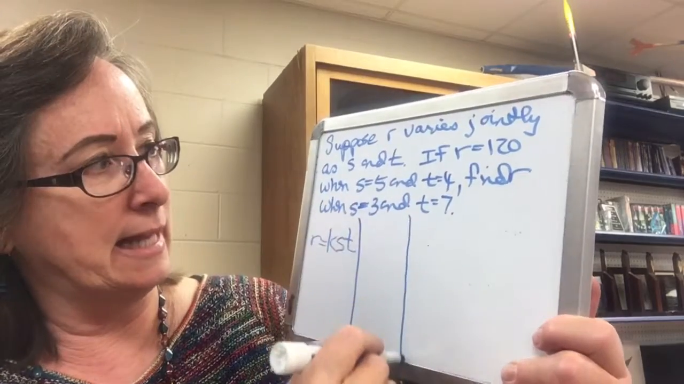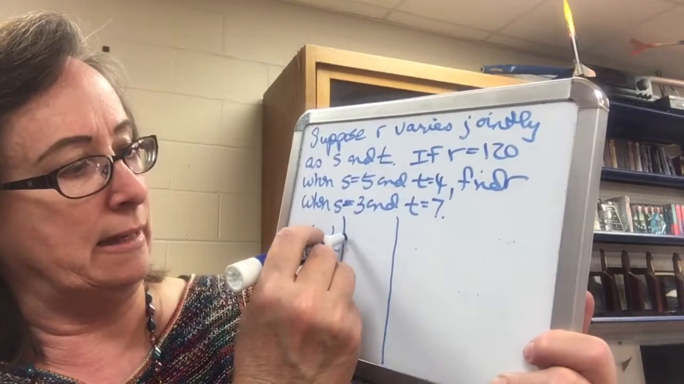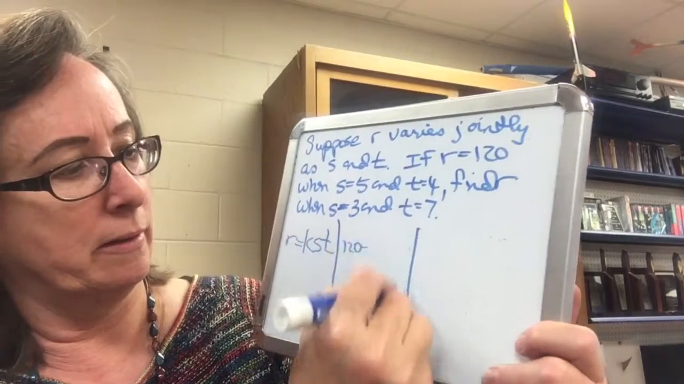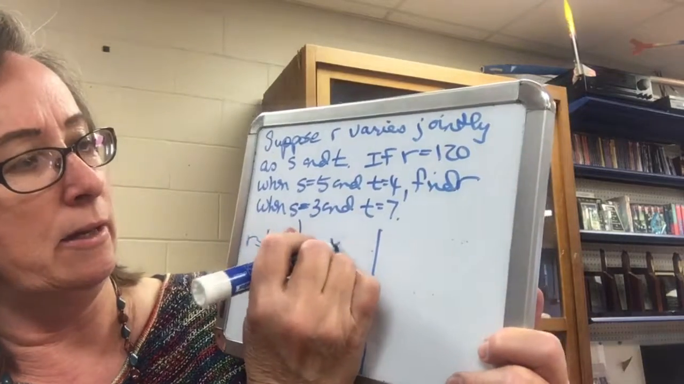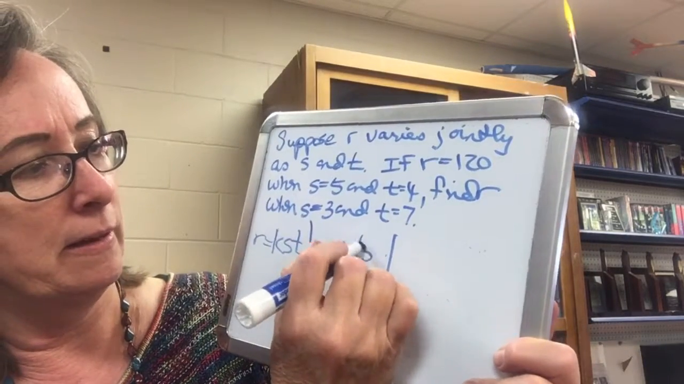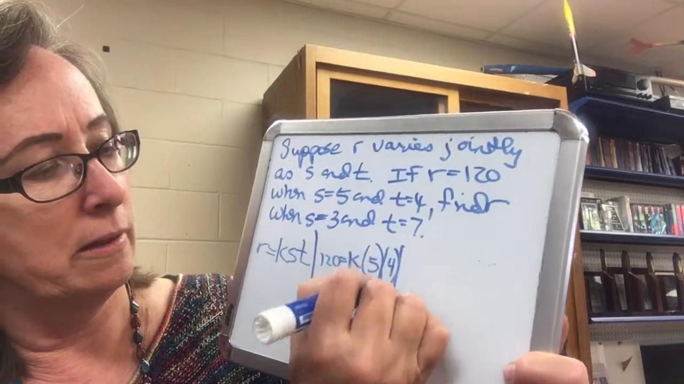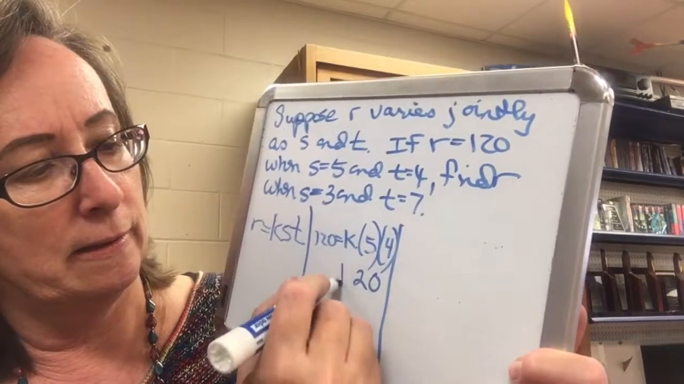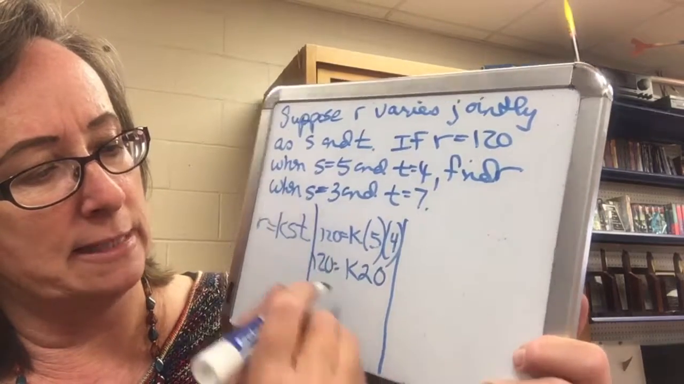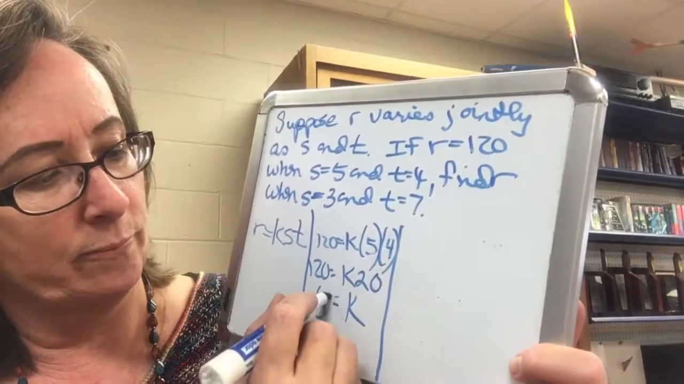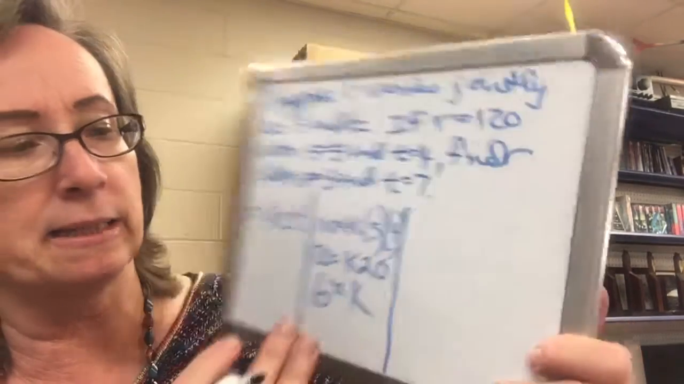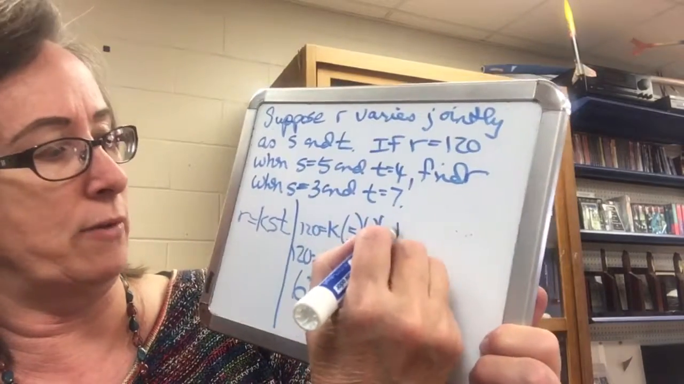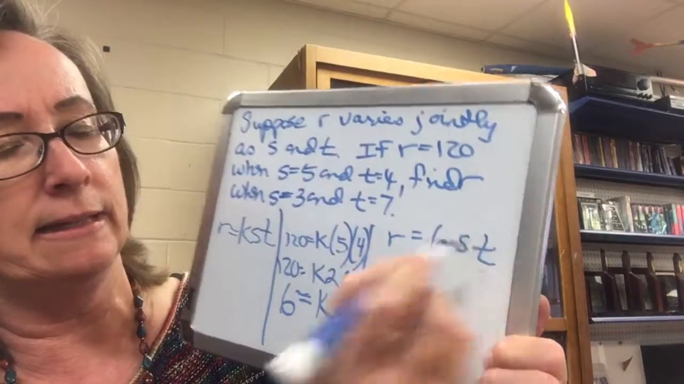And then it says if r is 120, when s is 5 and t is 4, so then I have 20 times k is 120, and that means that k would be 6. So once I find that k is 6, I'm going to rewrite my equation here with a 6. So I'm going to have r is 6st.